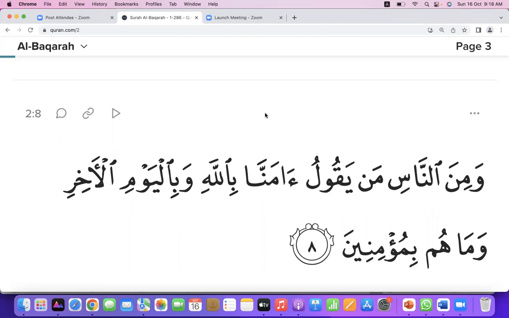Because of that, the other portion does not get it. Already it has its own harf-jar, ba. So it is ba plus al-yawmi. Al-yawmi has its own harf-jar. Now, al-akhiri. Al-akhiri is also majroor.